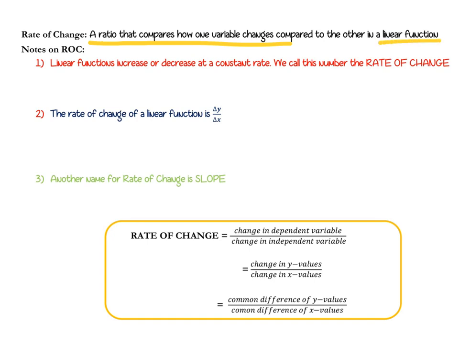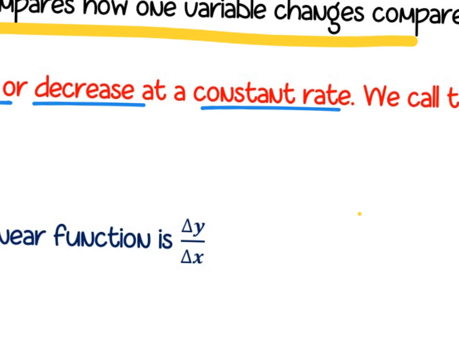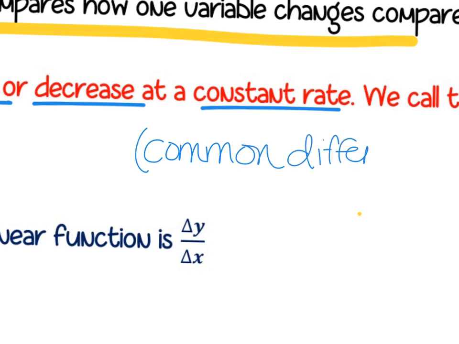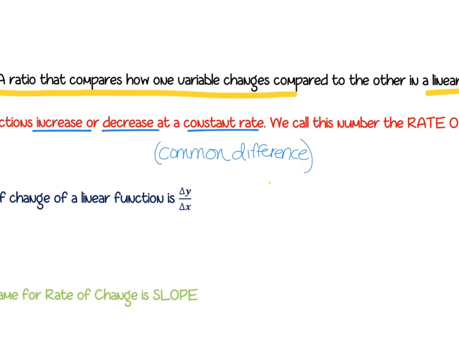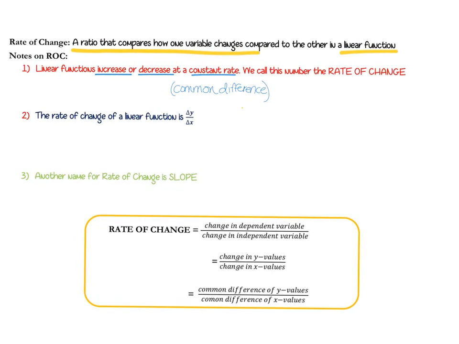A couple things to note about rate of change: first, linear functions, just in general, are going to increase or decrease at a constant rate. We already talked about this the other day. We also called this the common difference, okay? So that's the constant rate I'm talking about. It's the common difference, and the other name for it is rate of change. So we're no longer going to call it the common difference. Instead, we're going to call it the rate of change.